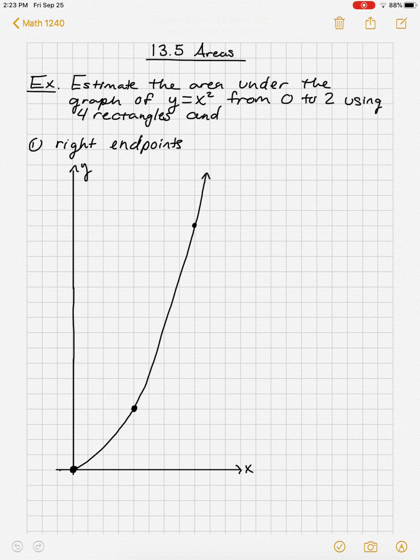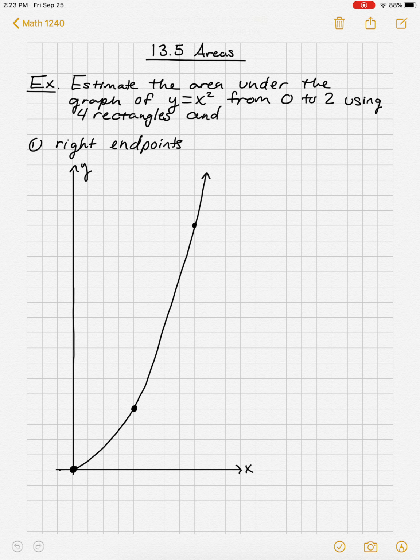And 13.5 is an introduction to some of the things that you're going to look at in calculus next semester. 13.5 is looking at some ways you can estimate the area under a curve. So we're kind of just going to do an intro here. And then this is something that's going to come up in calculus again, like I said, and then you'll get to go into some of the more interesting stuff.